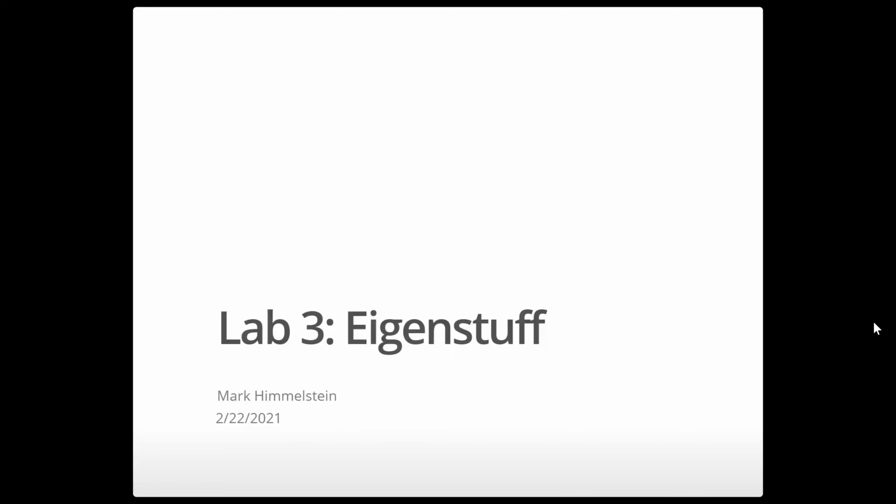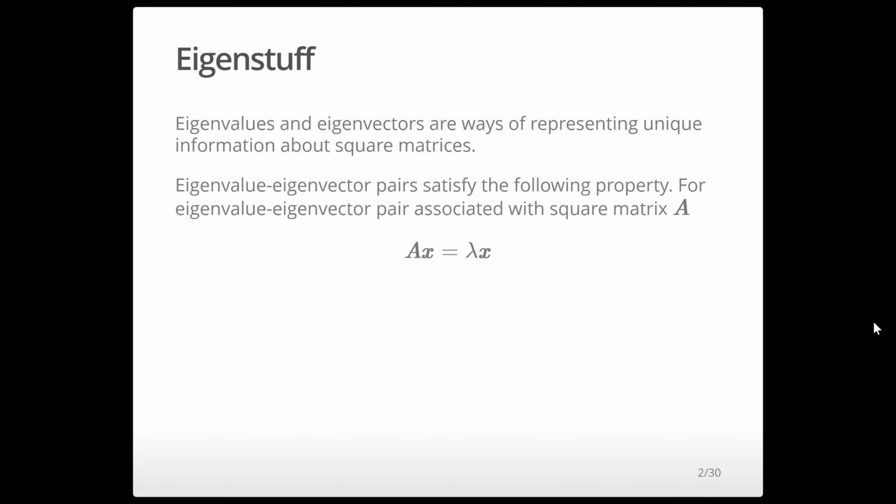This week, we're going to talk more about matrix algebra and some of the important things we can do when we're doing matrix algebra. So the first topic is going to be about eigenvalues and eigenvectors. Eigenvalues and eigenvectors are ways of representing unique information about square matrices in particular, which we use a lot. And they satisfy this particular formula, which we'll talk a little bit more about.